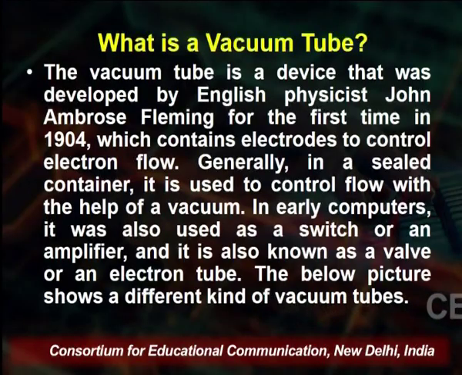Now, what is a vacuum tube? A vacuum tube is a device that was developed by the physicist Fleming in 1904. It contains electrodes to control the flow of electrons. Generally it is put in a sealed container, and it controls the flow with the help of the vacuum. In early computers it was used as a switch and as an amplifier, and it is known as a valve, and also as an electron tube.